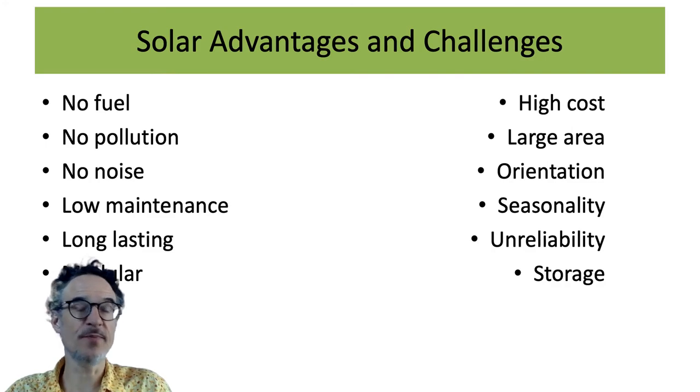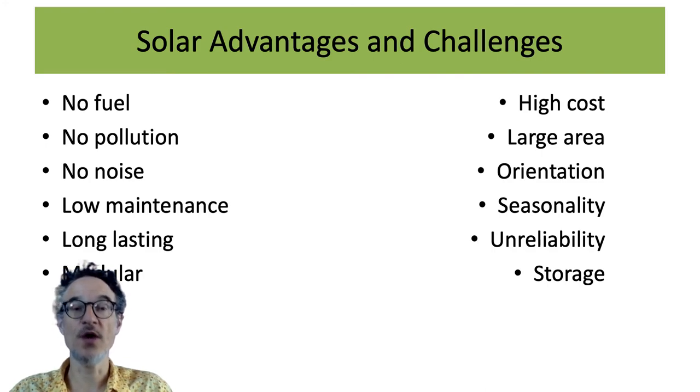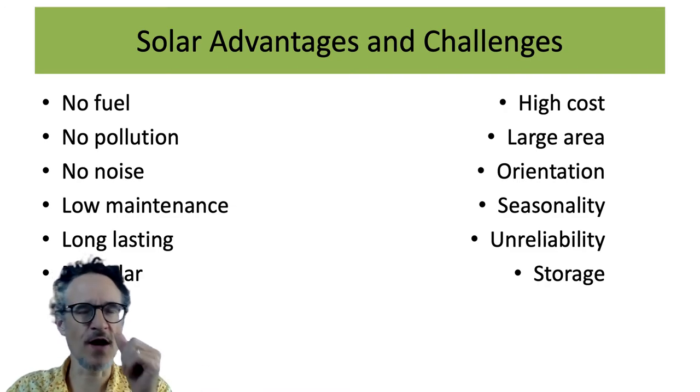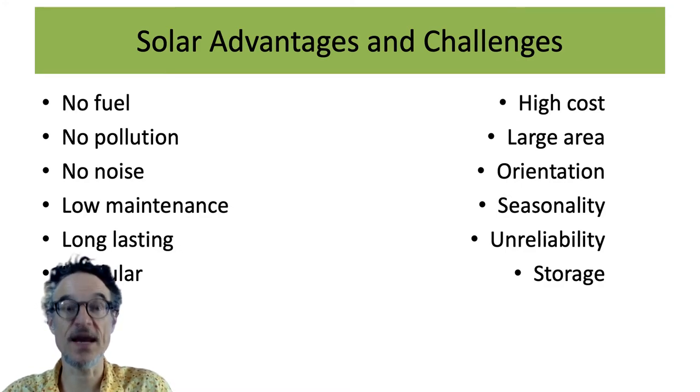And also, depending on the weather, the electricity is different. This is somewhat unreliable. We don't know that it's going to be sunny. In fact, we know it won't be sunny every day. So it's a bit unreliable, which leads to storage. If we're just going to use solar power, we need to store the electricity somewhere for when it's dark or when it's cloudy.